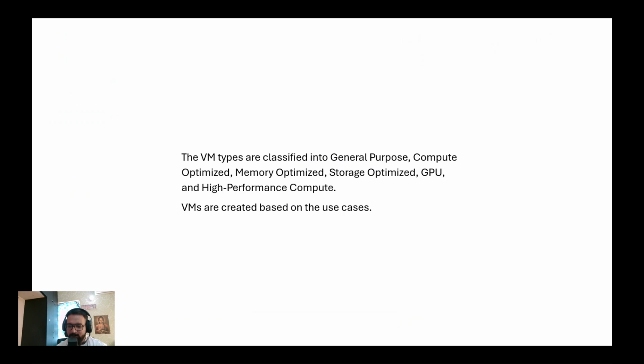VMs are created based on the use cases. For example, for a dev and test environment, you can use general purpose. If you require high CPU utilization, then you can use compute optimized. If you require high memory, then you can go for memory optimized. If your application is going to use a lot of storage space, then you can go for storage optimized. If you are going to use the machine for graphics and scientific purpose, research purpose, then you can go for GPU and high performance compute optimized.